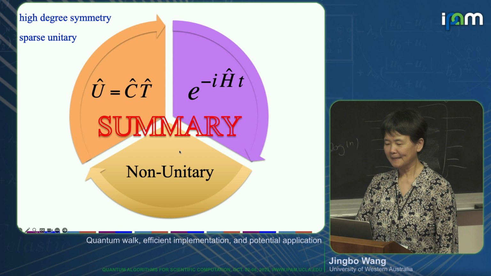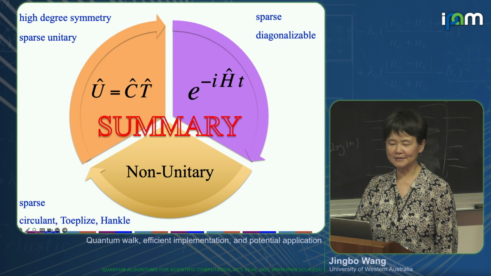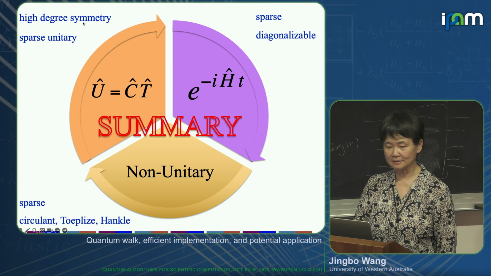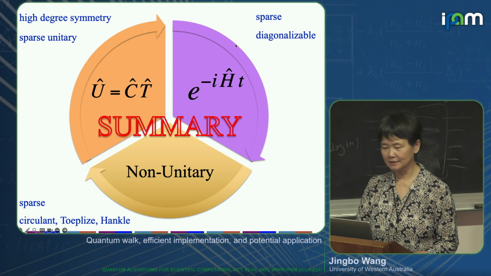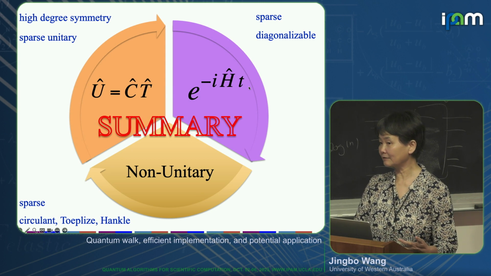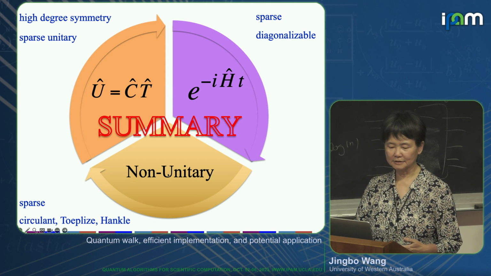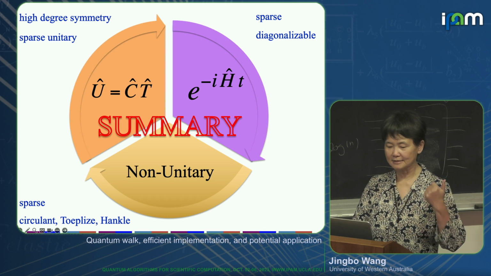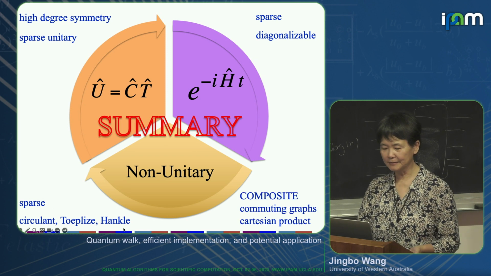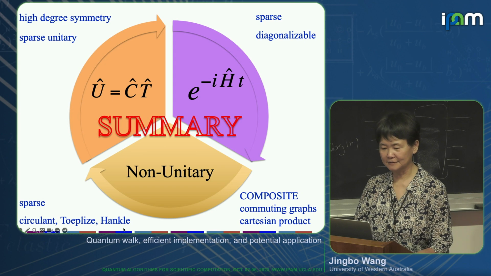So, summary: we can do high degrees of symmetry and all sparse cases, and if it can be diagonalized, and if it's non-unitary, we can also do sparse, circulant, Toeplitz, Hankel, and we can put graphs together.